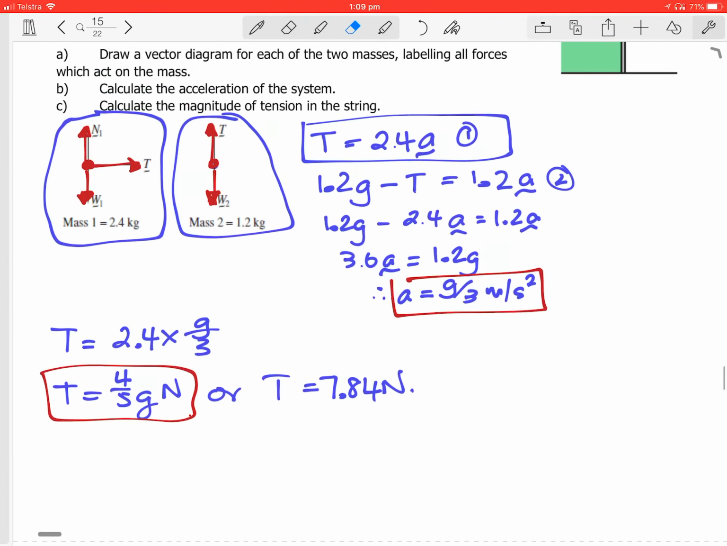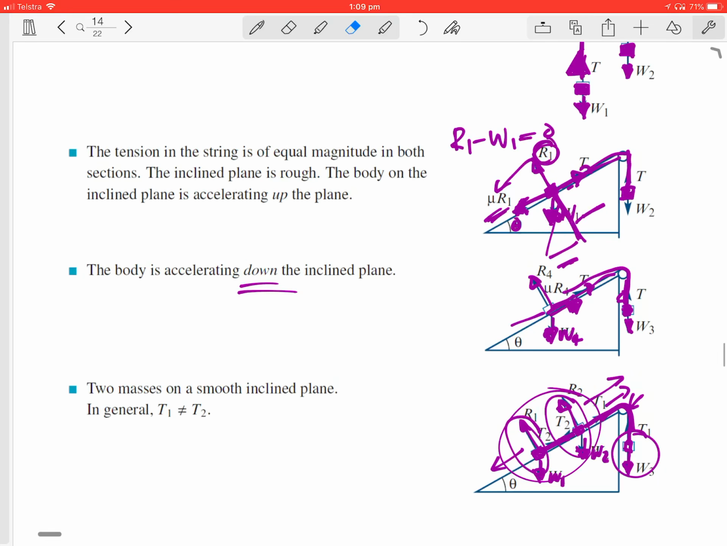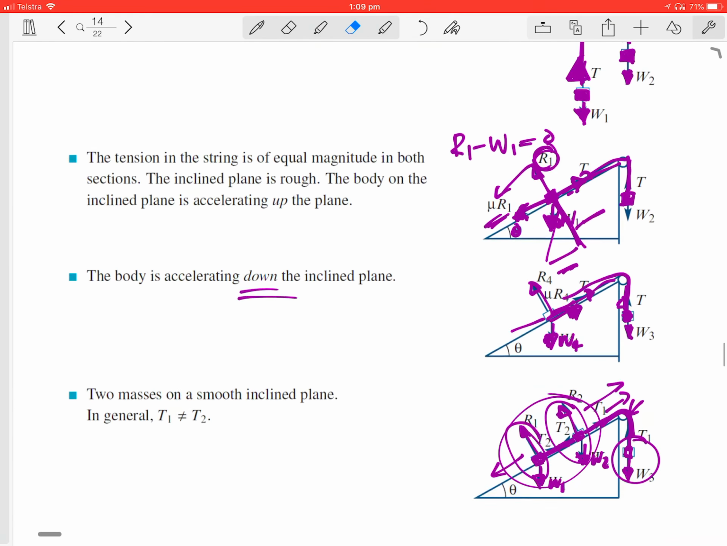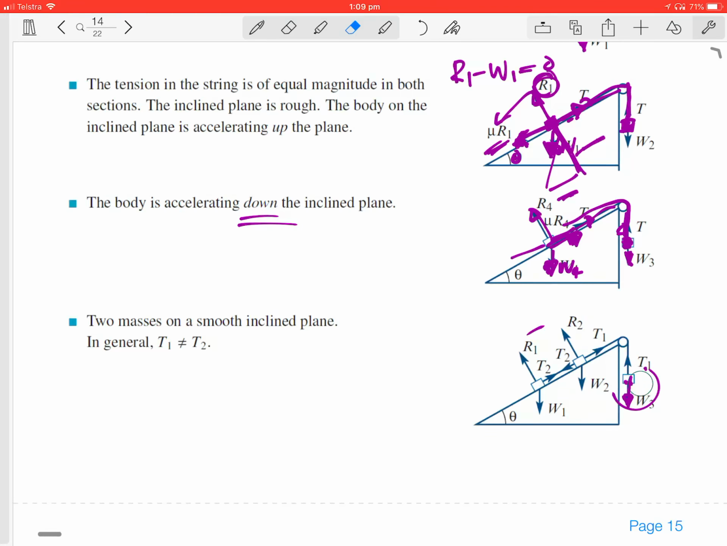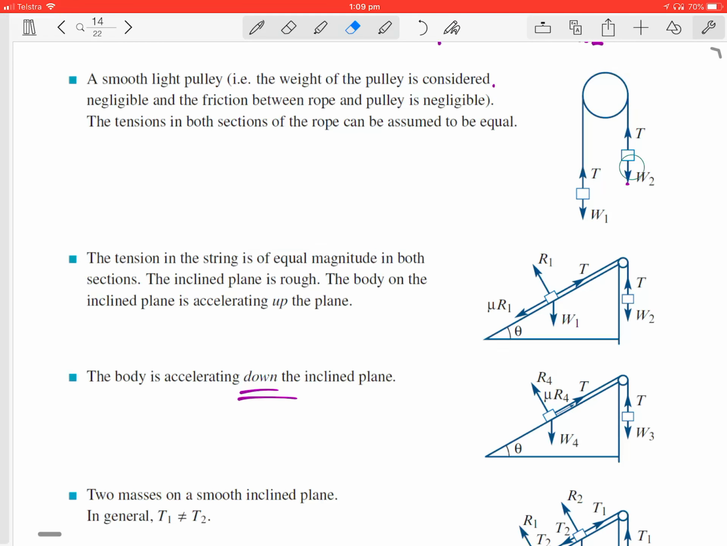Okay, so hopefully you get an understanding of connected masses or connected particles. Don't forget to take into account if you've got an inclined plane and you've got friction. The main thing is drawing a good diagram and placing your forces on it, and then working from there.